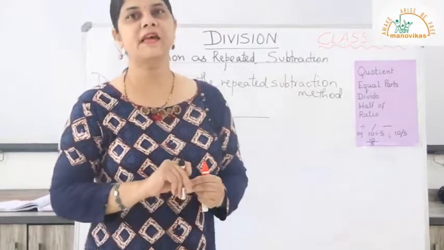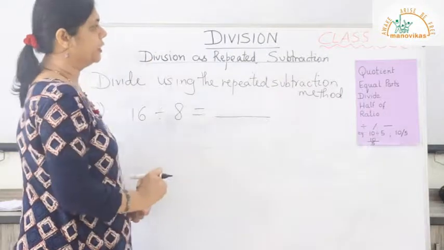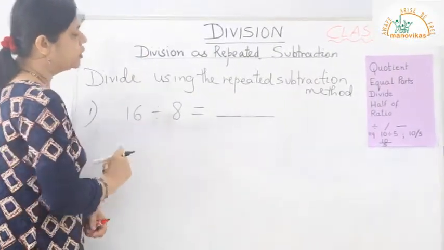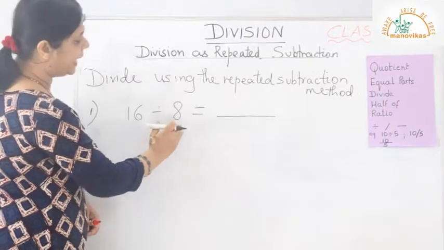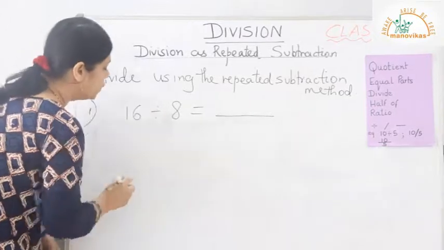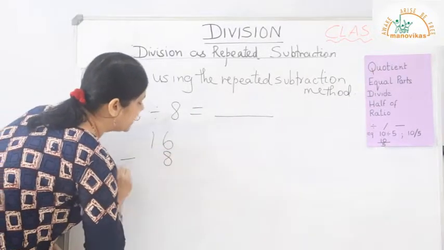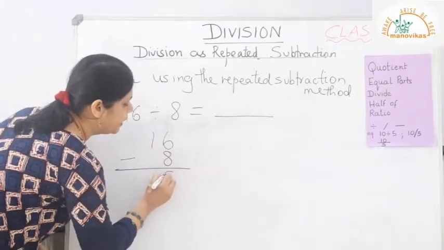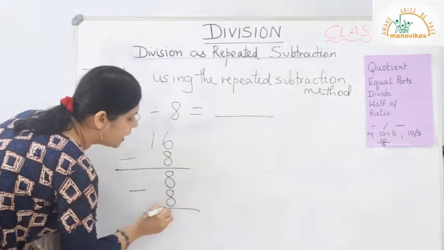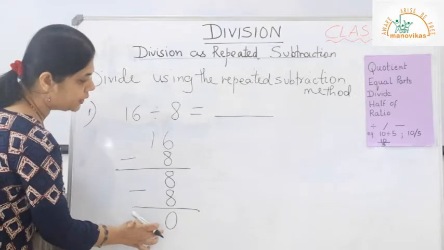Now, we will see some examples to divide the sums using repeated subtraction. Children, here you are given 16 divided by 8. So, we will subtract 8 from 16 till you get a 0. So, we will do it. First time, 16 minus 8 is how much? 8, right? Now, 8 minus 8 is how much? 0. So, are you left with anything here? You have got a 0, right?